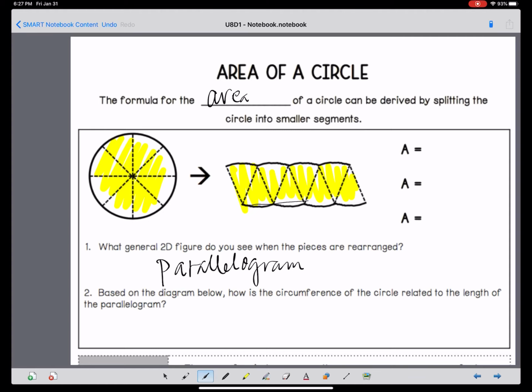We can still figure out what the area is of this shape right here by using an equation, which is the area is equal to 1/2 times the circumference times the radius. There's another way that you could write this. Area is equal to 1/2 times 2 times pi times the radius, which equals pi r squared. I think I just wrote that down wrong.